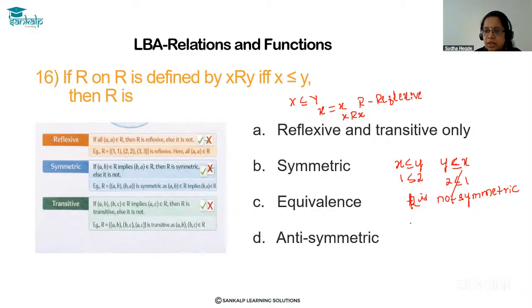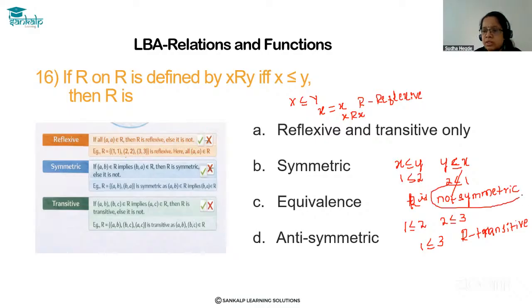So let me take 3 elements. 1 is less than or equal to 2. 2 is less than or equal to 3. Then can I say 1 is less than or equal to 3? Clearly it is true. Therefore, R is transitive. Okay. So R is reflexive, not symmetric, and transitive.